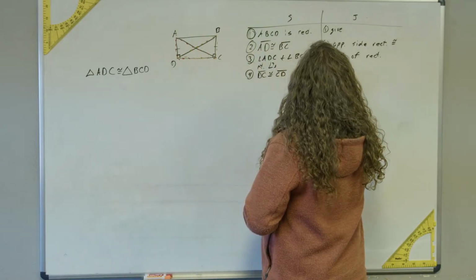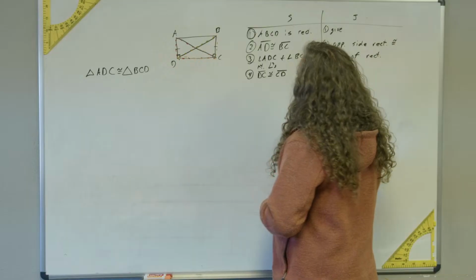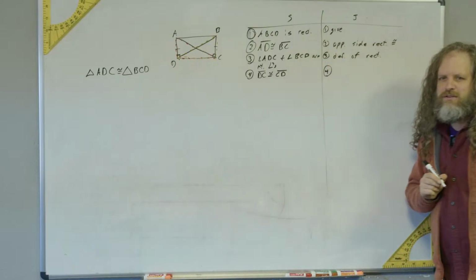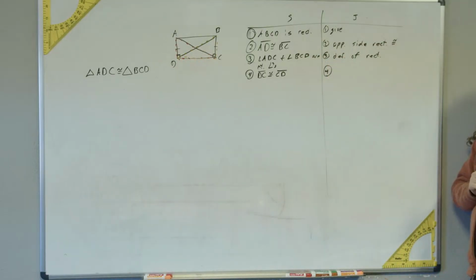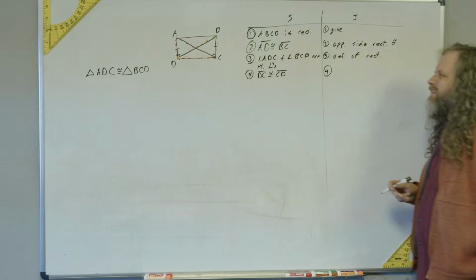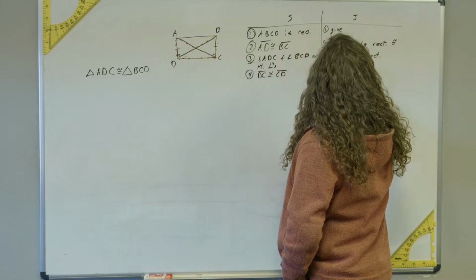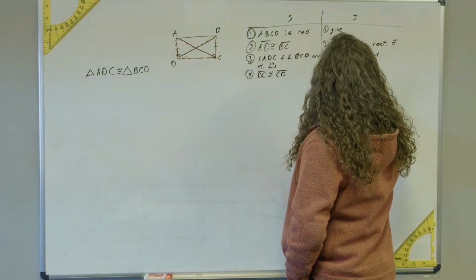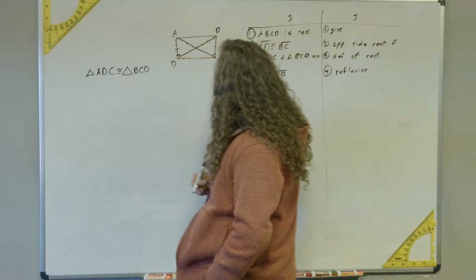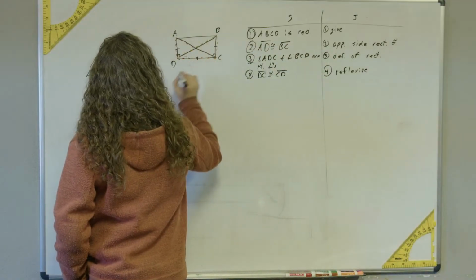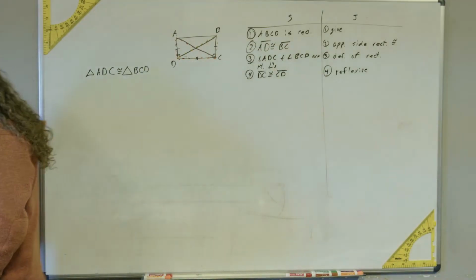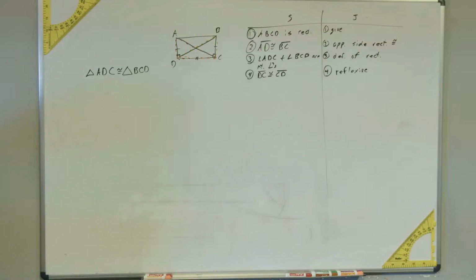What lets us say that? What's that called? It's the mirror one, right? What do you do in a mirror? What does a mirror do? It reflects. So the reflexive property. Reflexive. So this is congruent to itself. What else?